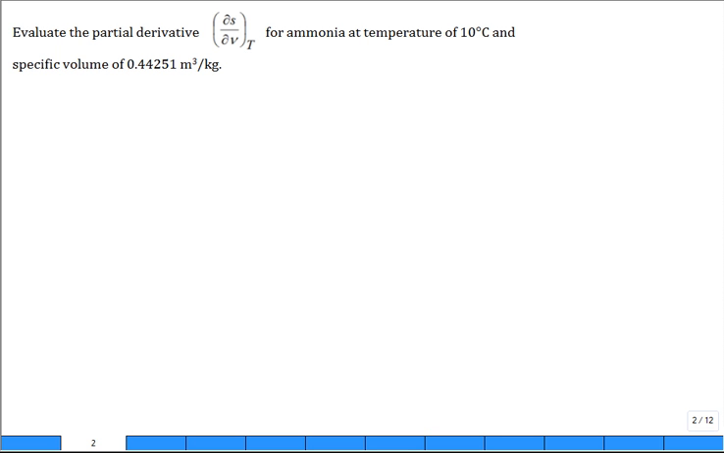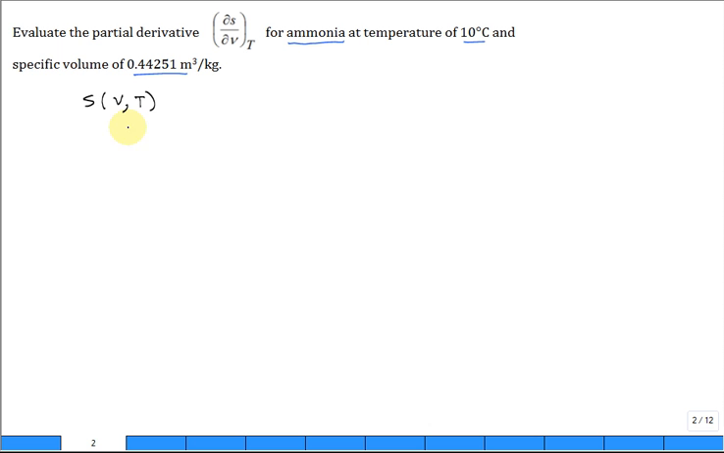We want to evaluate the partial derivative numerically using data from the tables for the rate of change of entropy with respect to specific volume holding temperature constant for the fluid ammonia at a temperature of 10 degrees C and that value of specific volume. Well, you can tell right away it's the rate of change of entropy with respect to V holding T constant. So think about S as a function of specific volume and temperature.